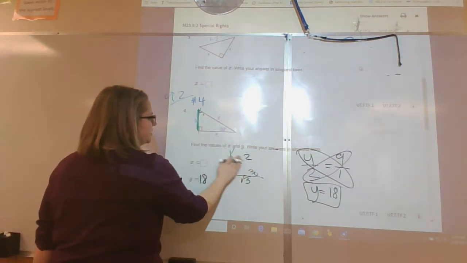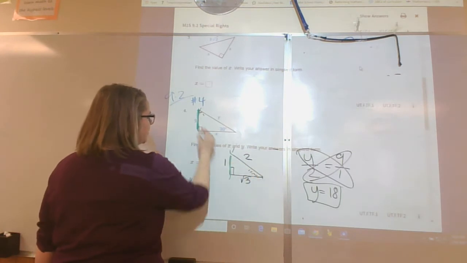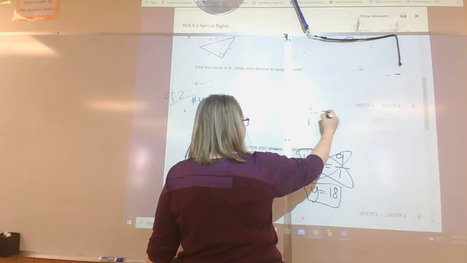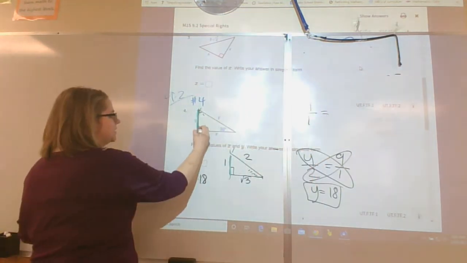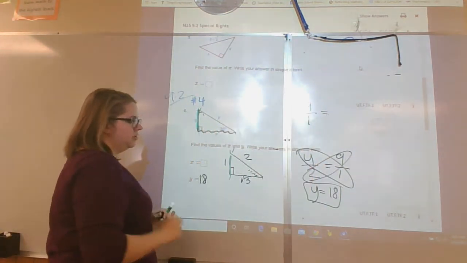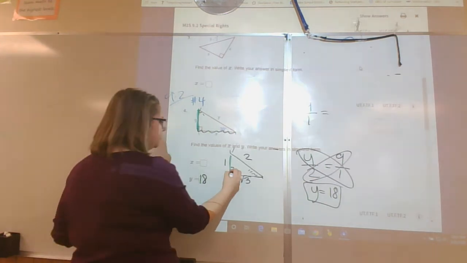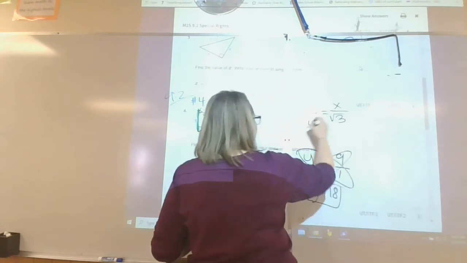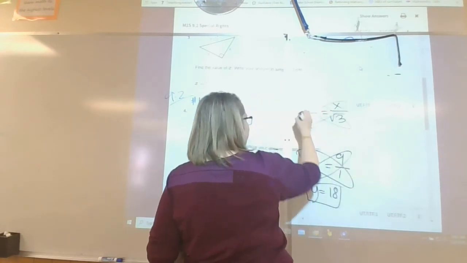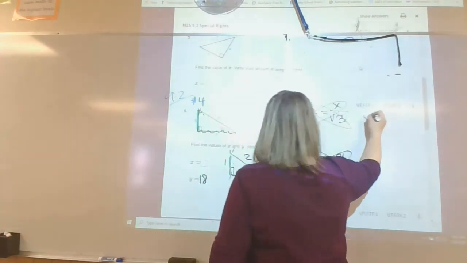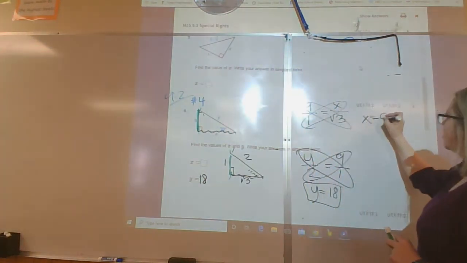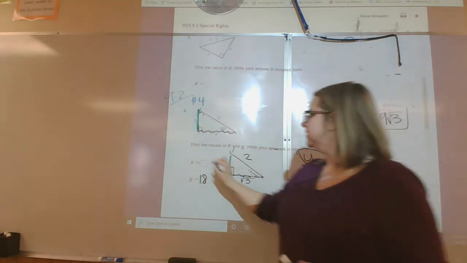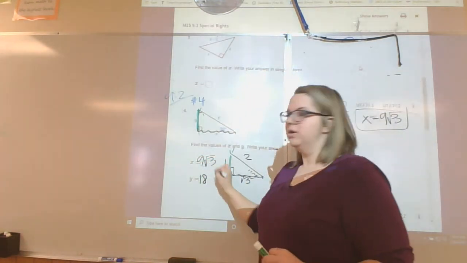We're going to do the same thing with x. Again, my 9 goes over my 1, so I have 9 over 1 equals, now my x here goes over this bottom side here. So x over the square root of 3. Cross multiply, I get x times 1, which is just x, and 9 times the square root of 3, which is just 9 square root of 3. Those are your two answers. And you're done.